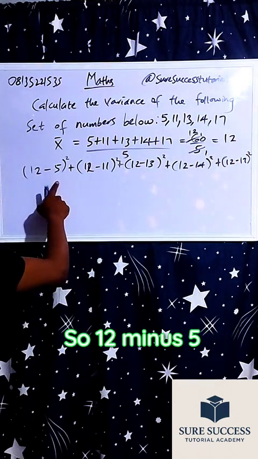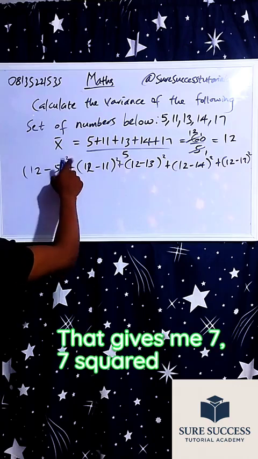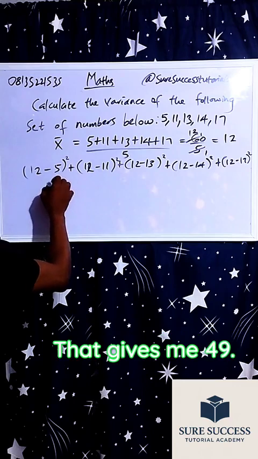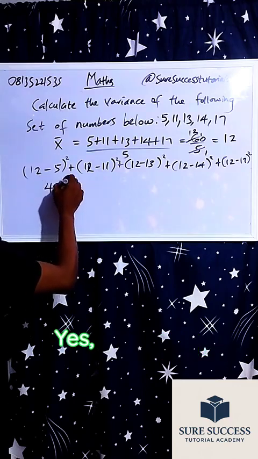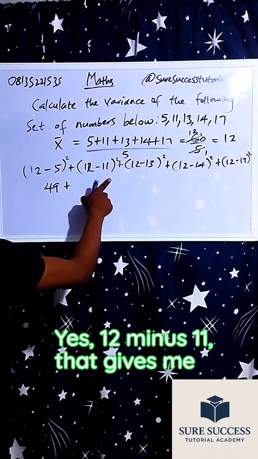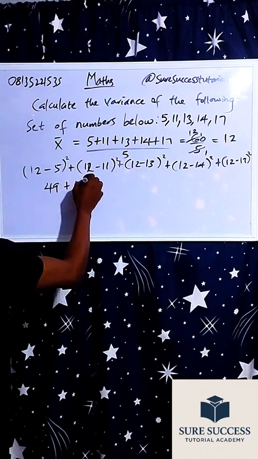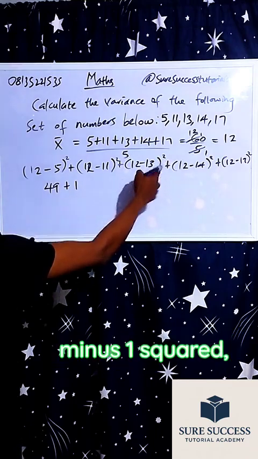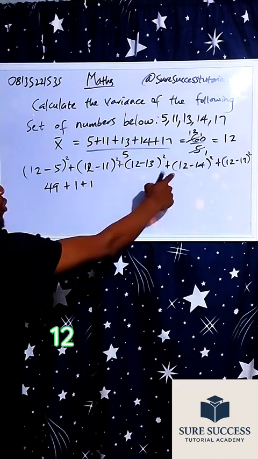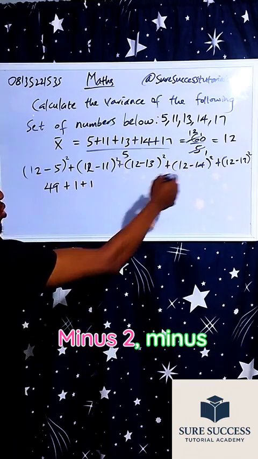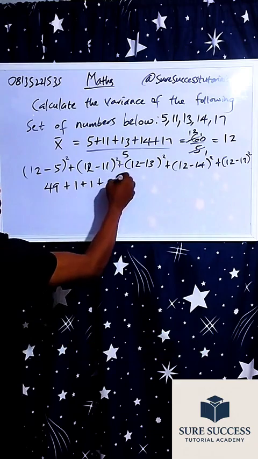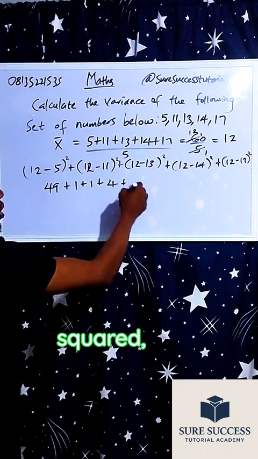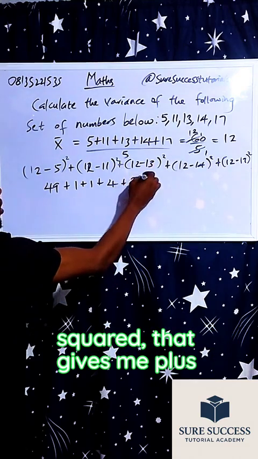So 12 minus 5 gives me 7. 7 squared gives me 49. 12 minus 11 gives me 1. 1 squared gives me 1. 12 minus 13 gives me minus 1. Minus 1 squared is still plus 1. 12 minus 14 is minus 2. Minus 2 squared gives me 4. 12 minus 17 is minus 5. Minus 5 squared gives me plus 25.